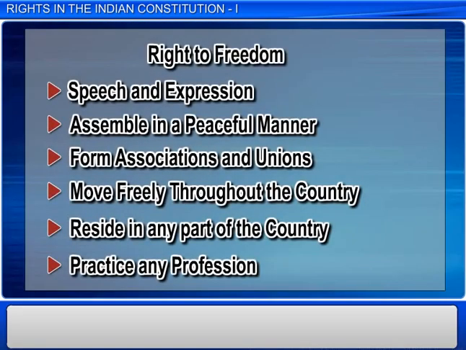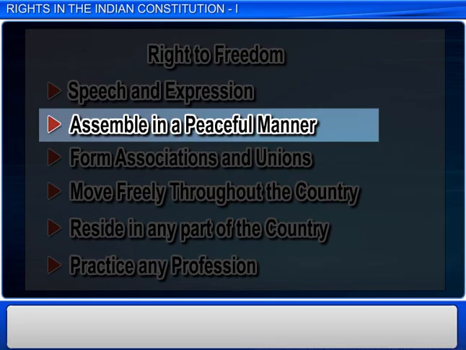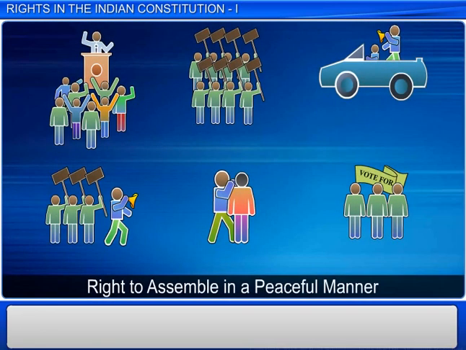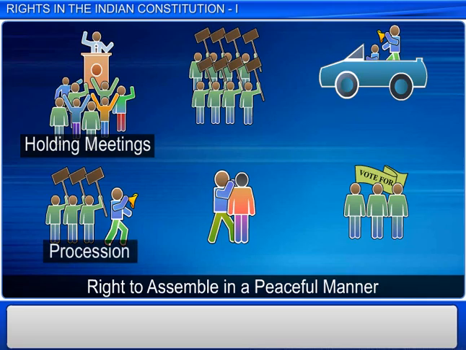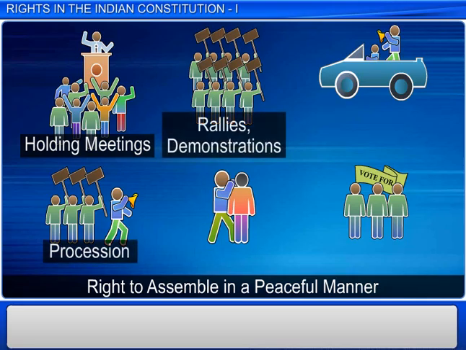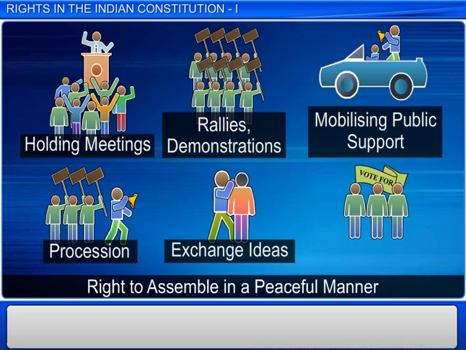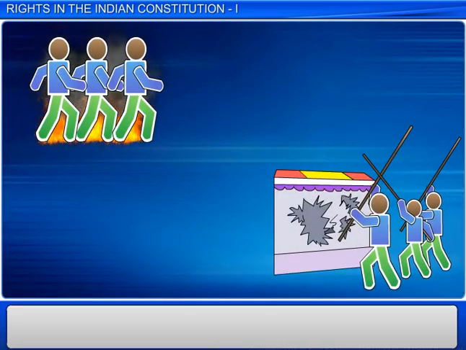The right to assemble in a peaceful manner, without any arms, allows every citizen the freedom to hold meetings, processions, rallies, demonstrations, exchange ideas, mobilize public support, and seek votes in an election. However, this right does not allow you to hold public meetings that disrupt law and order in society.